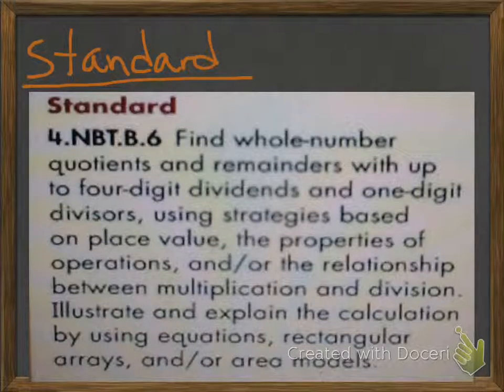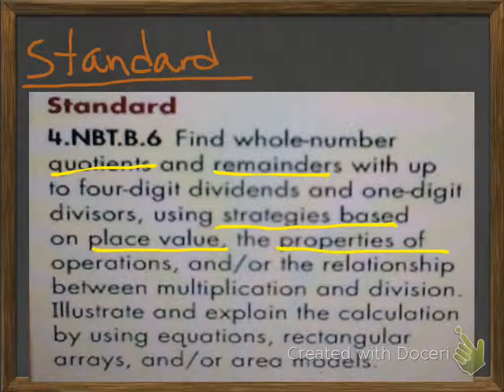Our standard is to find whole number quotients and remainders with up to 4-digit dividends and 1-digit divisors using strategies based on place value and the properties of operation, and/or the relationship between multiplication and division.